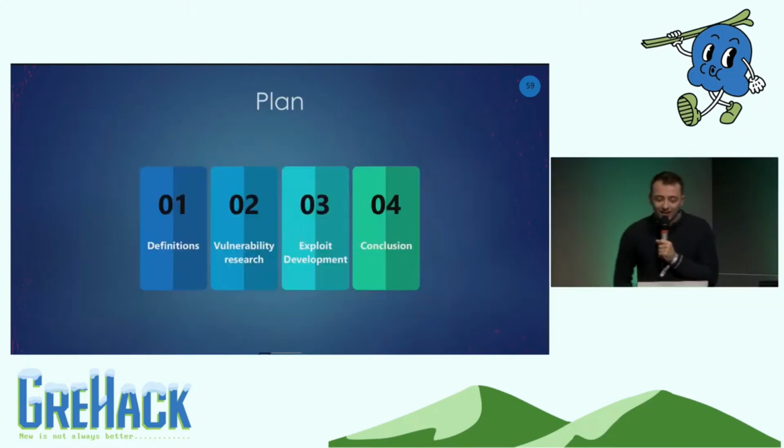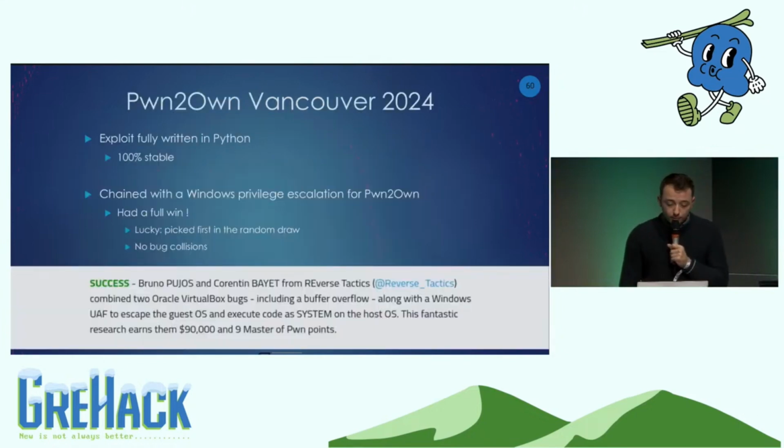Thank you. Yeah, it's time for a quick conclusion. So as I said, the exploits were fully written in Python. I didn't have to rewrite it because it was just stable. So why bother rewriting it in C?